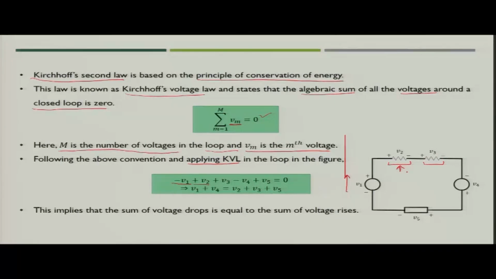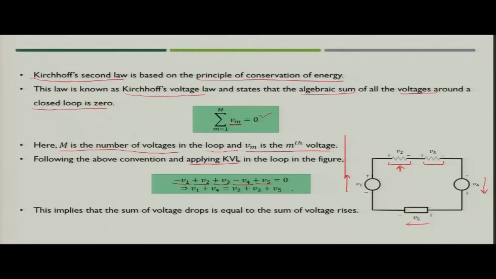For voltage V3 we will again write it as positive, because across the resistance we will see the voltage drop. Then again, when we go across this voltage source, the voltage is rising from negative to positive. So we have taken the voltage as negative V4, and then across the resistive element V5 it is a voltage drop, so we will say positive V5.